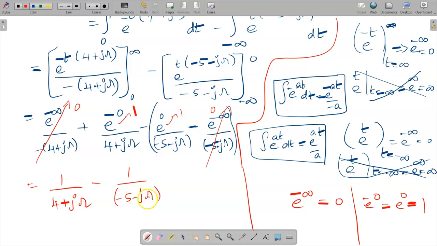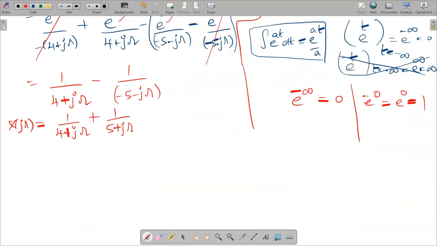Okay. So in both the terms you have minus, that you can commonly take outside. So 1 by 4 plus j omega. Okay. Take minus commonly outside. So minus into minus, it will become plus. So 1 by 5 plus j omega. Okay. So this is the final answer for the given problem. Okay. This is your x of j omega, which is the Fourier transform for the given e power minus 4t u of t minus e power minus 5t u of minus t.